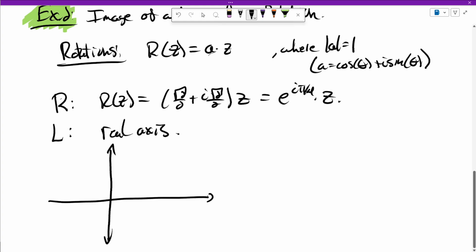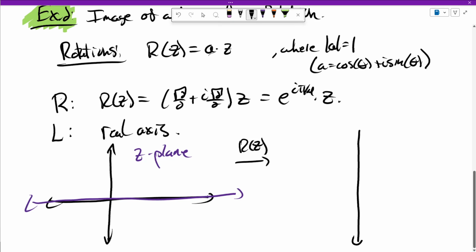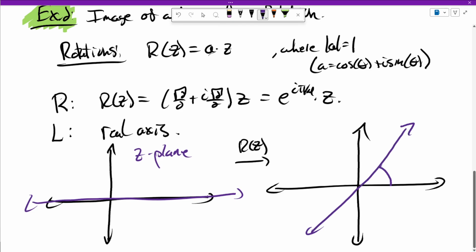So here is our z-plane, and there's the real axis in the z-plane, and this is the function r of z, which multiplies by e to the i pi over 4, and multiplying by e to the i pi over 4 corresponds to rotating by the angle pi over 4. So here's r of L, we'll call that L prime.